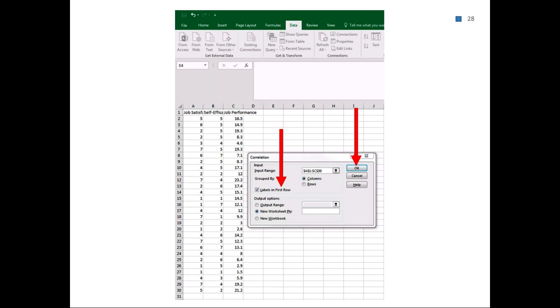Next, before you push OK, you need to tell it you included the labels. So we're going to click that little checkbox for labels in first row. So go ahead and click that little checkbox for labels in first row, and then push OK.